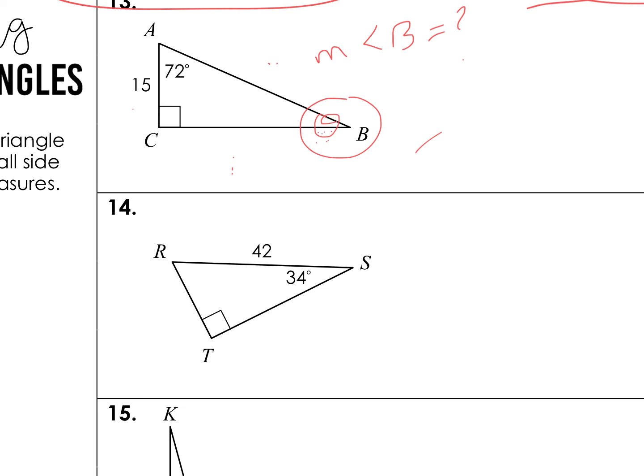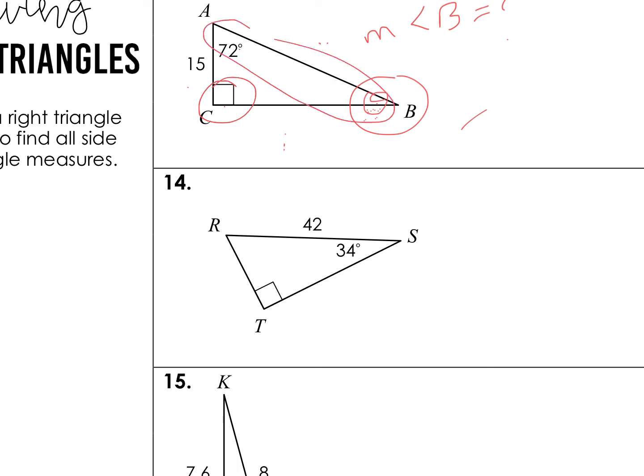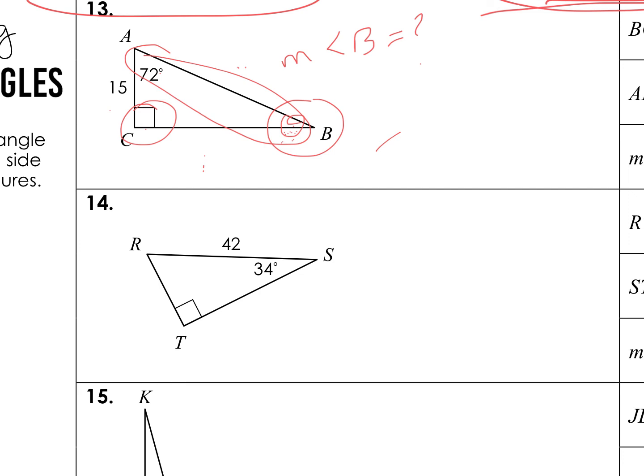So the only way to solve for theta is to remember in geometry that the 3 angles of a triangle must add up to 180. So I have 1, 2, 3 angles. I'm already using up 90, so these 2 angles must add up to 90. So I know the measure of angle B would be 90 degrees minus the 72 degrees. That would be 18 degrees.